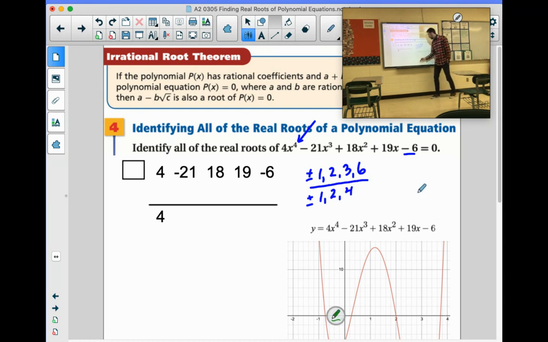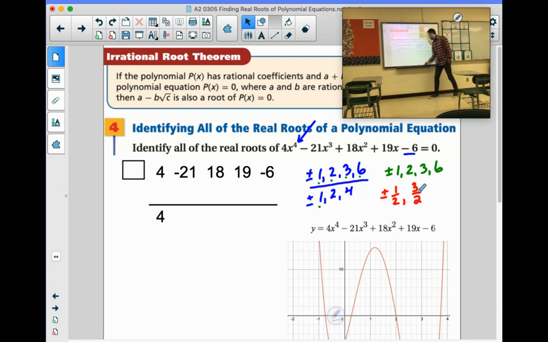Now, if we took all of these top numbers, 1, 2, 3, 6, and we put them over 1, they wouldn't change. So it would be plus or minus 1, plus or minus 2, plus or minus 3, plus or minus 6. Now, if we put all those over 2, it would be plus or minus 1 over 2. Plus or minus 2 over 2 would just be 1. Plus or minus 3 over 2. And plus or minus 6 over 2 would just be positive 3, which we already have, so we won't write it again.